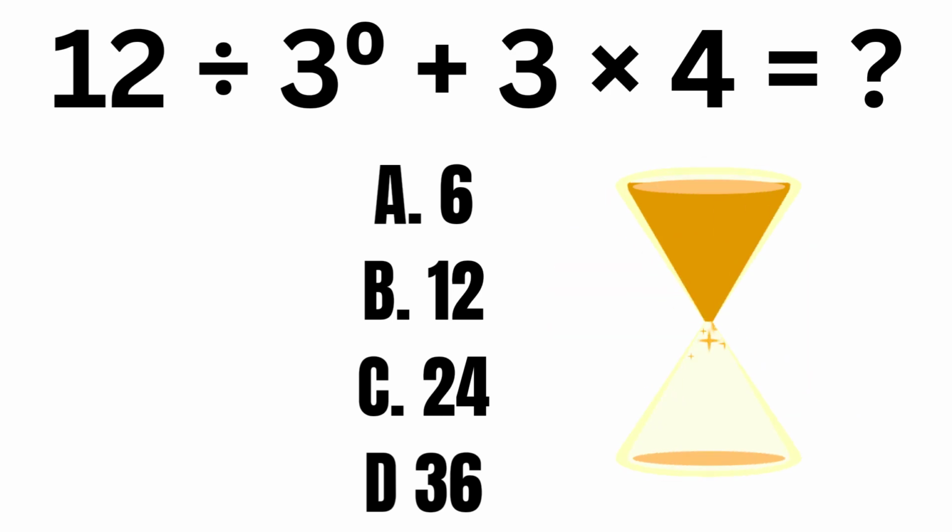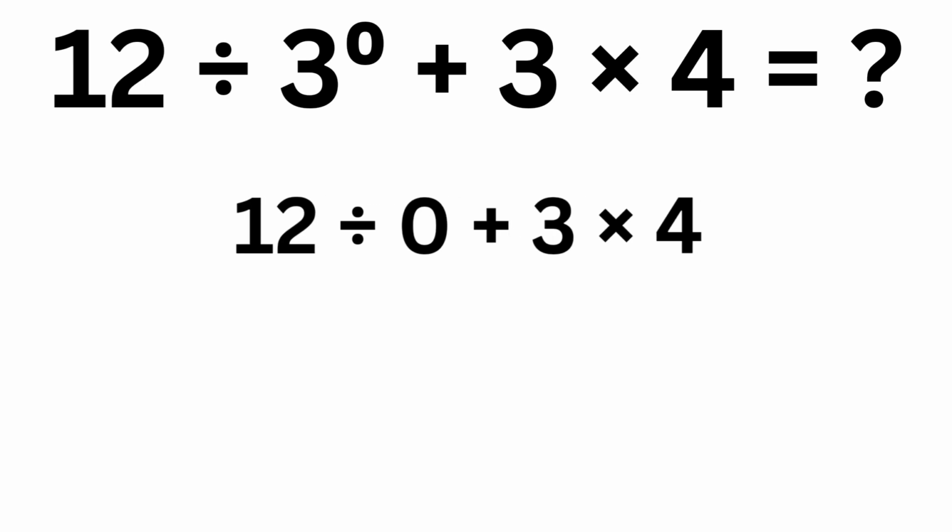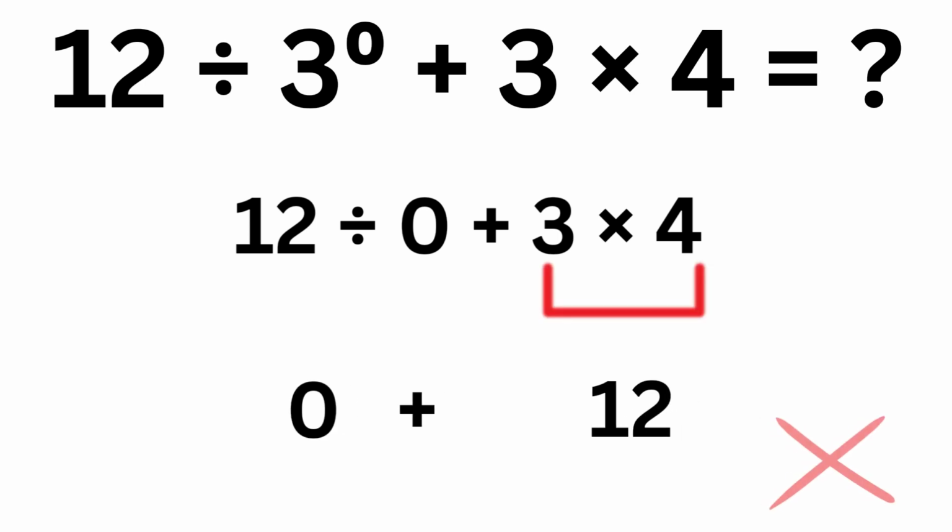Common mistake that people used to do. 3 power 0 keeps 0. Expression becomes 12 divided by 0 plus 3 times 4. 0 divides by any number becomes always 0. Then, 3 times 4 equals 12. This is wrong because they think 3 power 0 equals 0, but that's not true.